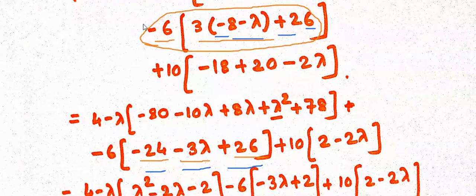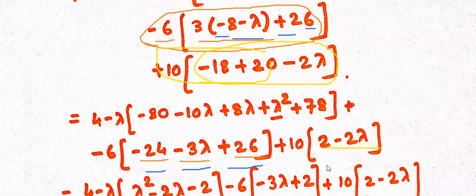Next, it is the multiplication between the other terms, that is 10 into the rest of the values over here. So what is that rest of the value? It will be the combination of this entire thing. So that is nothing but resulting in 2 minus 2 lambda, because this is nothing but minus 18 plus 20, that is 2 minus 2 lambda, and multiply it by 10. So this is how we can solve it.